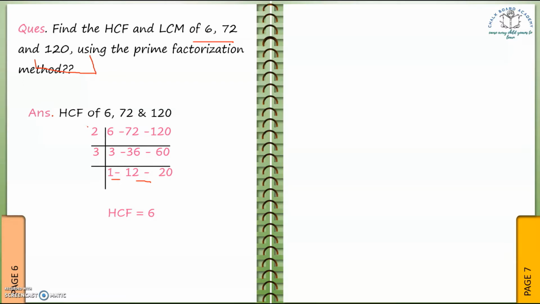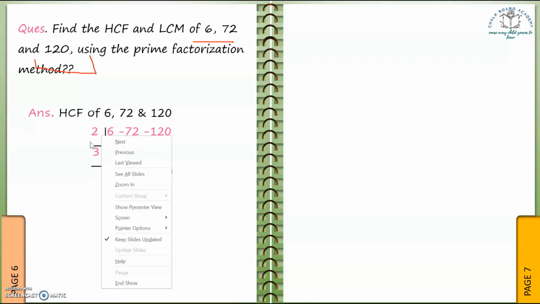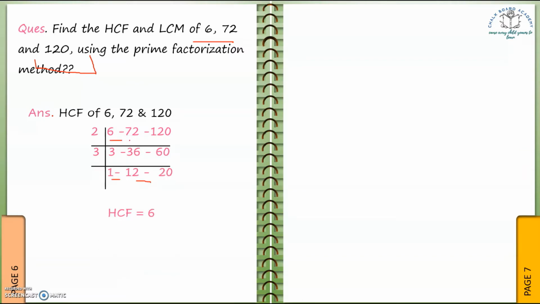For HCF, we have the same rule that we have to look into the common factor. So here we have 6, 72 and 120. Because all three numbers are even, we have divided them by 2. So we got the result as 3, 36 and 60. Now all three numbers are not divisible by 2. So the simplest prime number through which we can divide them is 3. So we have divided them by 3 because all three numbers are divisible by 3.